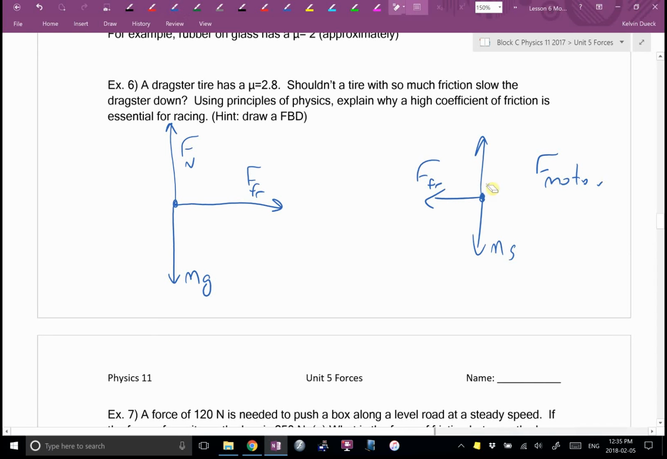What makes it go forward? Well, it's the tires. What's really happening between the tires and the road? Friction. It goes back to the very beginning of lesson 5 when we first talked about friction. We said tires push backwards against the road. The road with friction pushes forward. That's where the explanation for this is Newton's third. And friction is what times what?